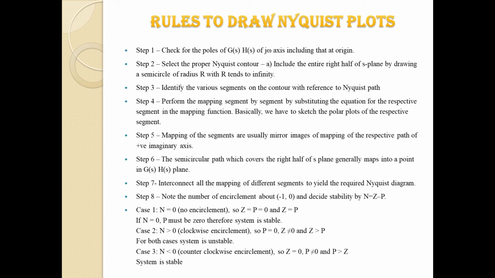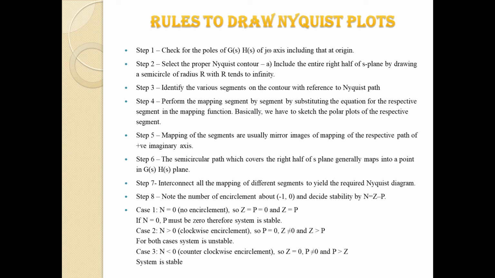So, for case 2, when n is greater than 0, that means clockwise encirclement, P becomes 0 and Z is not equal to 0 and Z is greater than P. So, for both cases, Z not equal to 0 and Z greater than P, the system will be unstable.